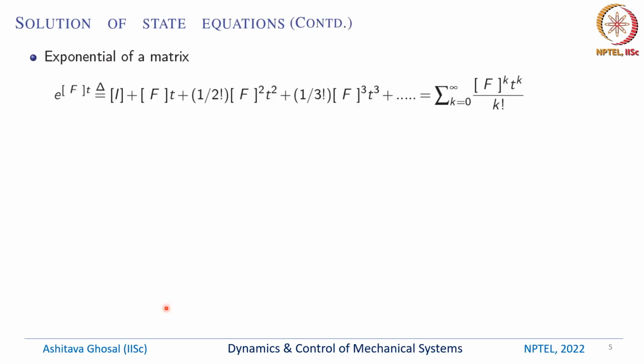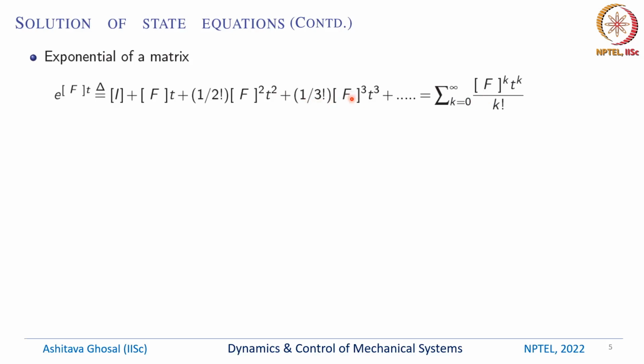So the exponential of a matrix, just like the exponential of a constant, e to the power ax, is written as 1 plus ax plus a square x square divided by factorial 2 and so on. So here e to the power ft is given by the identity matrix, plus F into t, plus 1 by 2 factorial F square t square, and so on, and we can rewrite it in this form. The next term will be 1 by 3 factorial F cube t cube.